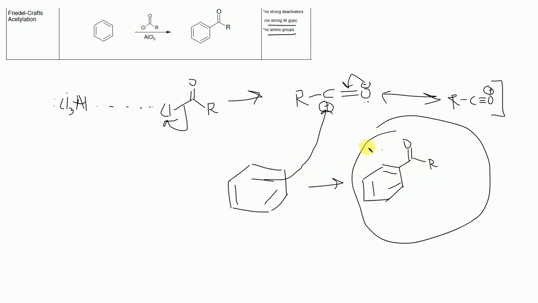Okay, and now that I've attached a withdrawing group, I have a carbonyl on the structure, and that's a withdrawing group, and therefore no more groups can be added. So I can't perform it over and over like I did with polyalkylation, right? So no polyacetylation will occur because now I'm adding a withdrawing group. Does that make sense? So it's pretty cool.